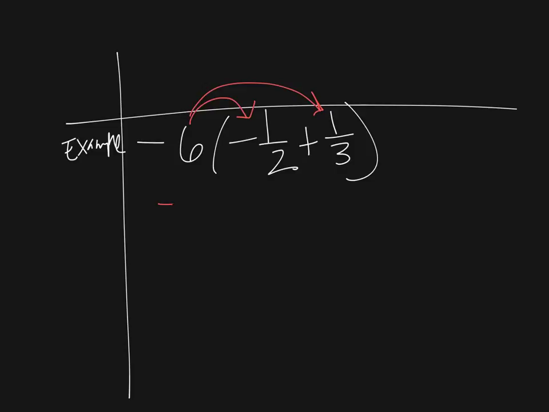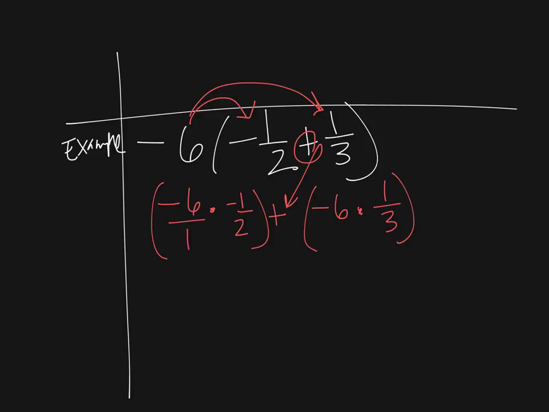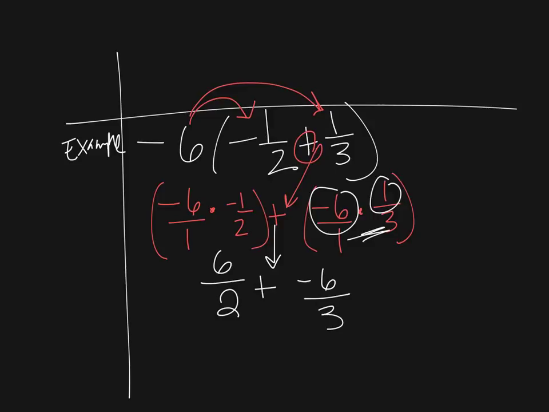So I have negative 6 times negative 1/2. Remember to bring the plus in. So that's my first term. And then I have negative 6 times 1/3. Just put a 1 under negative 6. Negative 6 times negative 1 is 6. 1 times 2 is 2. Keep the plus to separate them. Negative 6 times 1 is negative 6. 1 times 3 is 3.